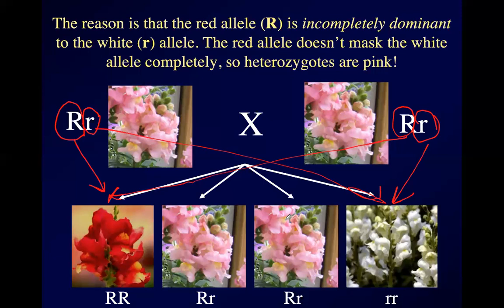So that explains snapdragons. It's a case where the red allele does not completely cover up the white allele, so the heterozygotes are in between the homozygous phenotypes. They're in between being red and being white, which is, well, being pink.